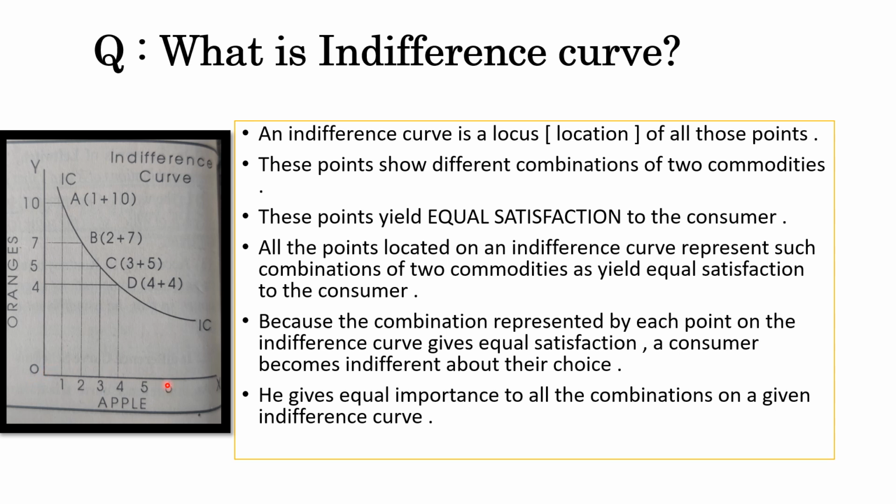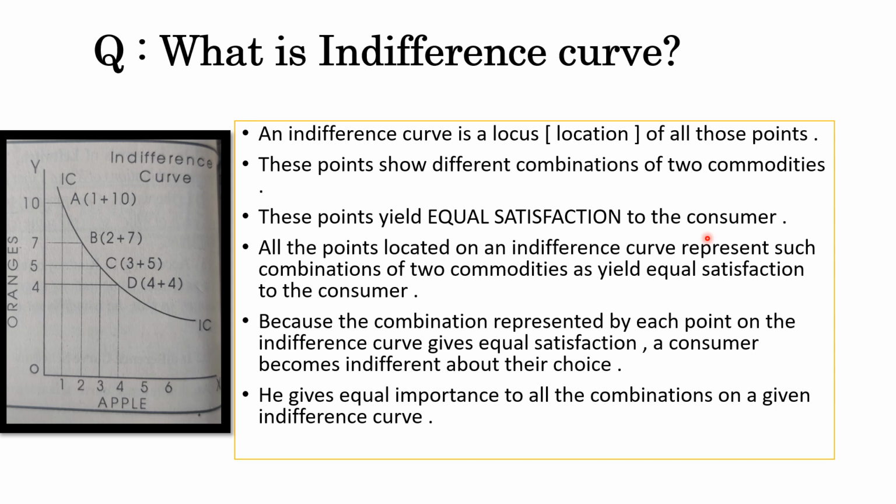Now here apple is shown on the x-axis and oranges are shown on the y-axis. So if you consider any point A, it has a different set of oranges and apples. Coming over to point B, a different set of oranges and apples. So this curve is showing you separate combinations of two commodities. But the indifference curve has one particular quality, that all these points on the indifference curve are giving equal satisfaction to the consumer.